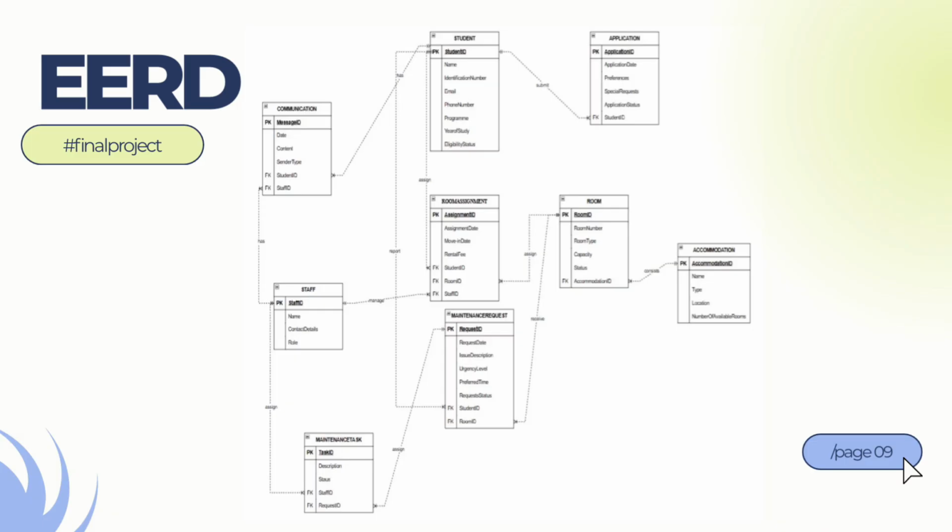The communication entity facilitates interaction between student and staff. A student can send multiple messages, and a staff member can also send or receive multiple messages. Each communication record is associated with one student and one staff member. Therefore, student has a one-to-many relationship with communication, and staff also has a one-to-many relationship with communication. Finally, staff members are responsible for managing room assignments. Therefore, one staff member may manage multiple room assignments, while each room assignment is managed by one staff member. This forms a one-to-many relationship between staff and room assignment.